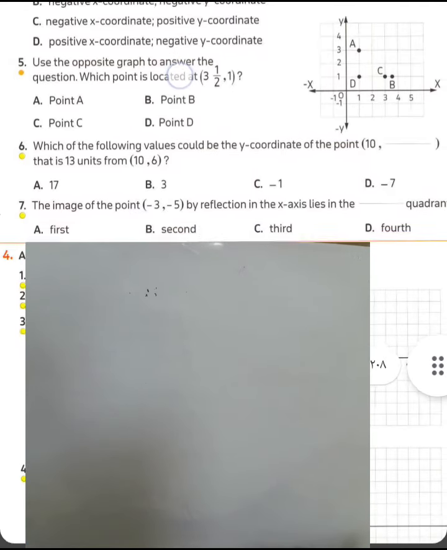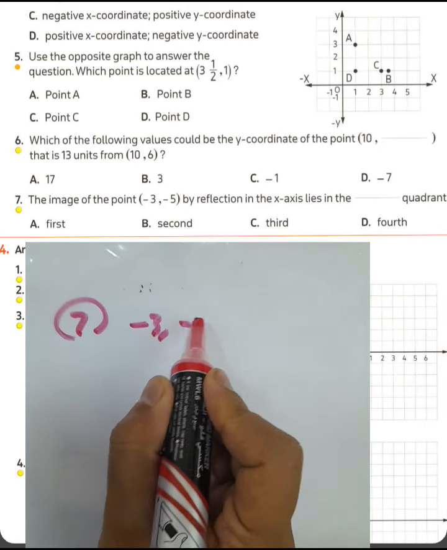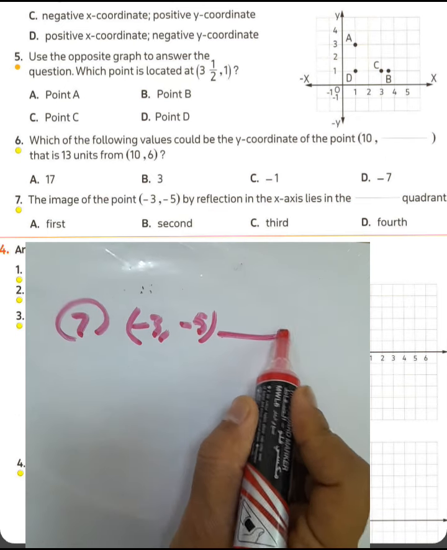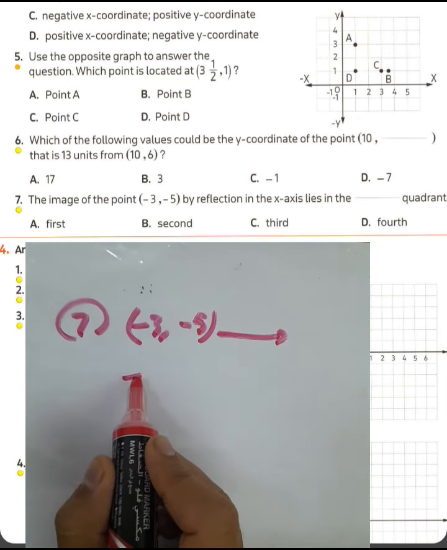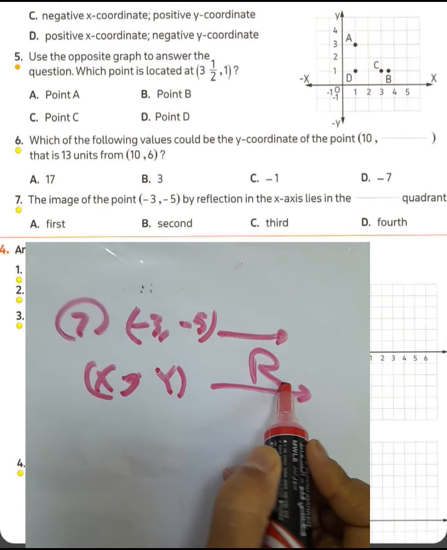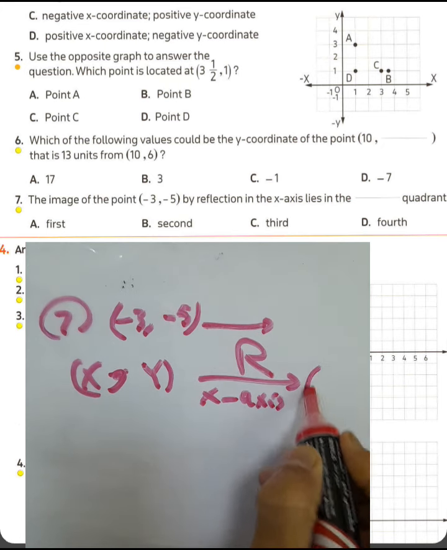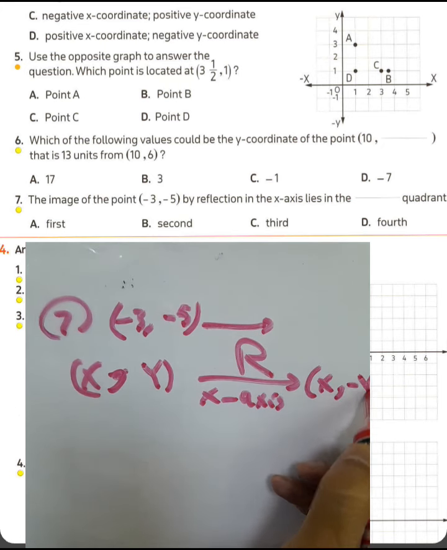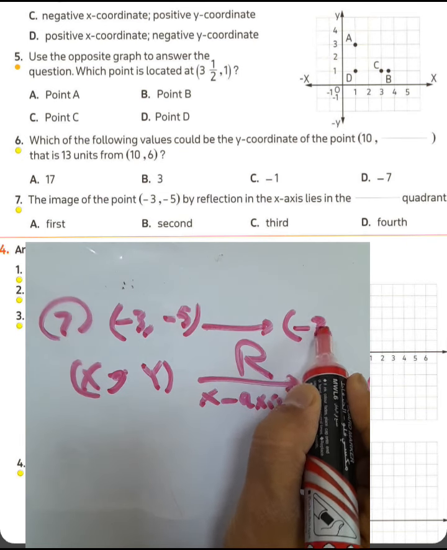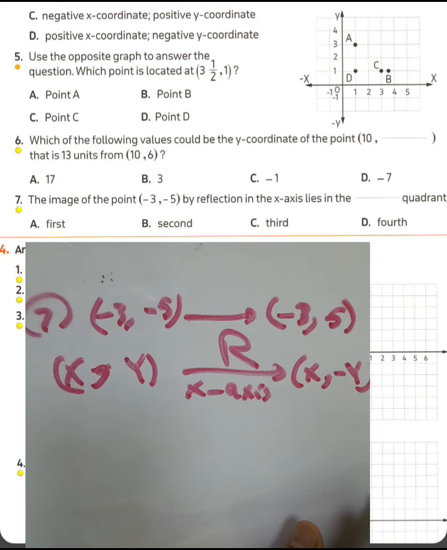Next question, number 7. The image of the point (-3, -5) in the x-axis, it will be what? We have the rule about the image of any point (x, y). We want to find the reflection in the x-axis. We must keep x and change the sign of y. Then the reflection, keep x and change the sign of y, it will be 5. Then the result will be (-3, 5).